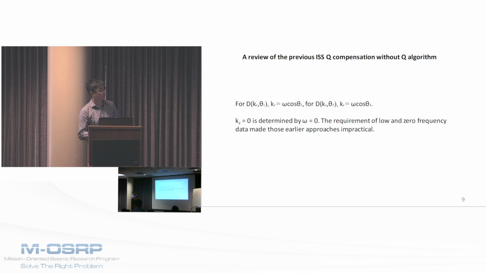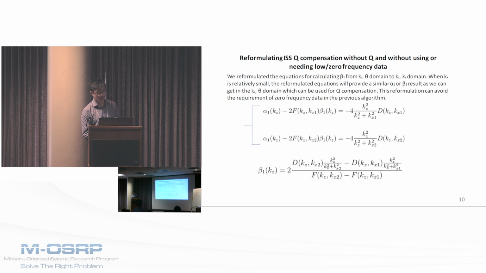So next, we will reformulate this previous algorithm to avoid using zero or low frequency data. So this is the reformulated algorithm to calculate beta 1. Basically, we reformulated the algorithm from the kz theta domain to the kz kx domain, where kx is the horizontal wave number and kz is the vertical wave number. We can choose two different horizontal wave numbers, kx1 and kx2, and combine these two equations to solve for beta 1.